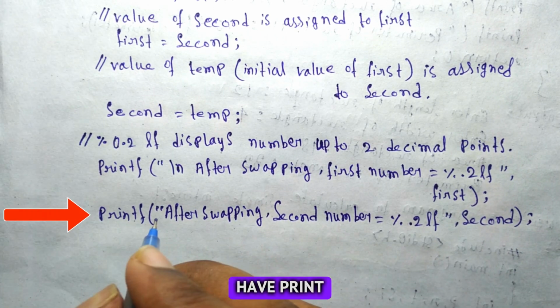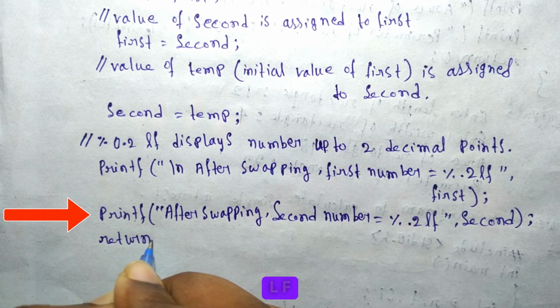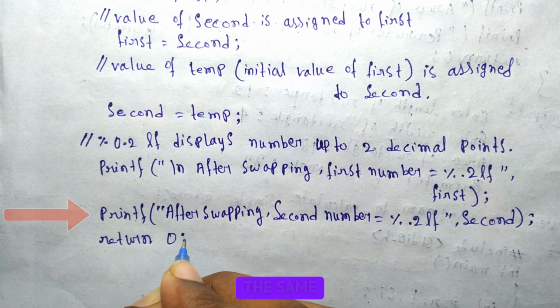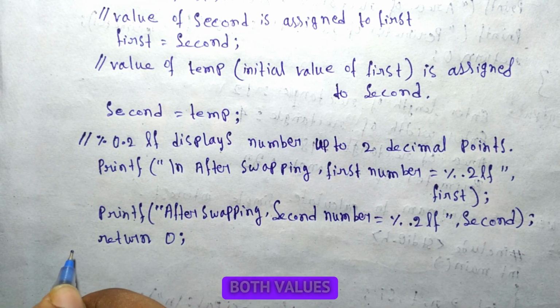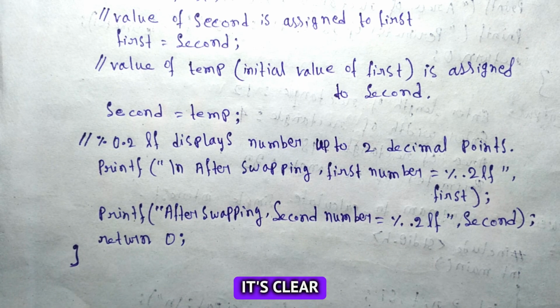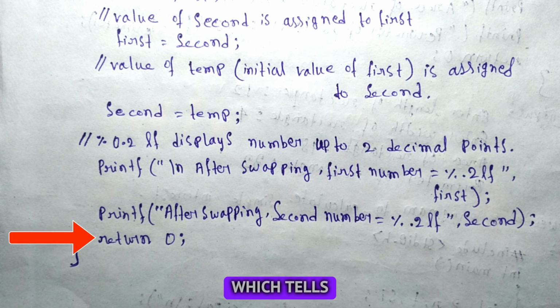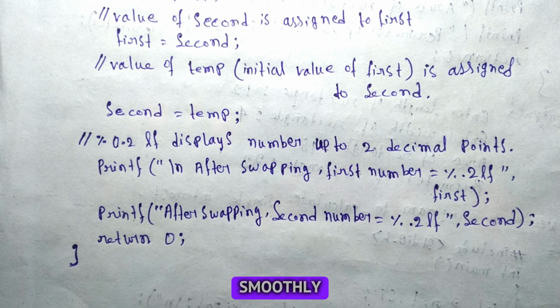Then, we have printf. "After swapping, second number equals %.2lf," second, which does the same thing for the second number. Both values now reflect the swapped result. It's clean, it's clear, and it tells the user exactly what happened. And finally, we end the program with return 0, which tells the system everything ran smoothly.